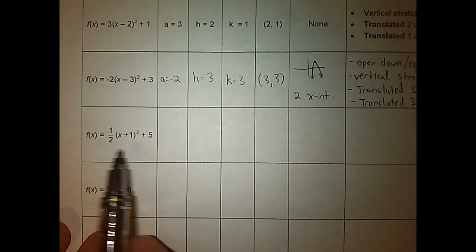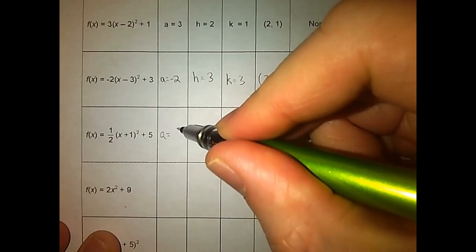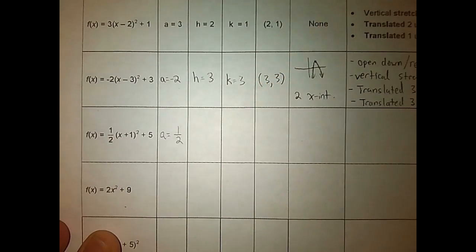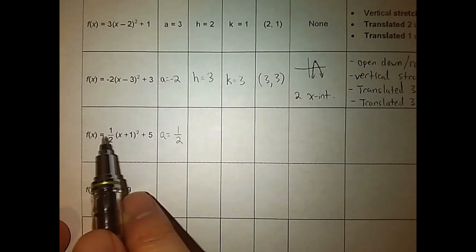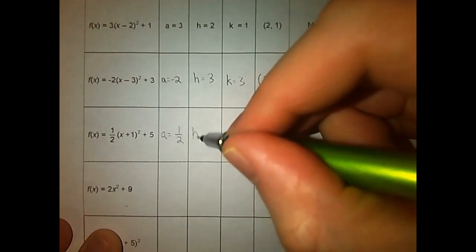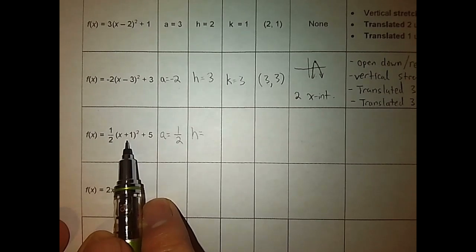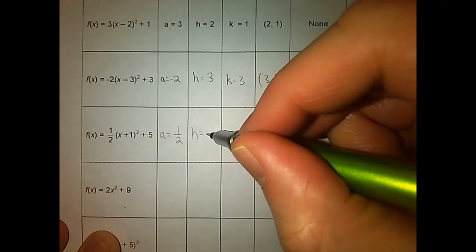Okay, so for the next one, we have this equation here. So our a value is going to be 1 over 2, or half. There's no negative sign, so just positive 1 over 2. Our h value, it's positive in the brackets. Remember, it's opposite of that. It's going to be negative 1.